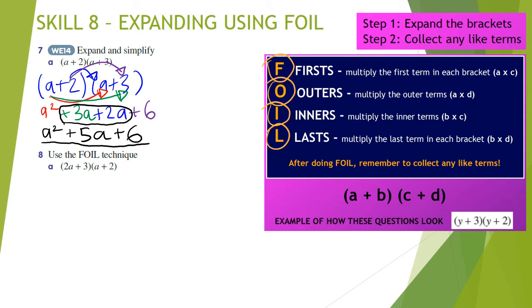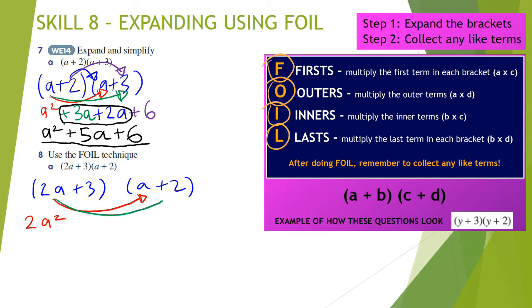4 steps. If we look at the next one, we've got 2a plus 3 and a plus 2. The first terms, 2a times a is 2a squared. The outer terms are 2a times 2 gives 4a. Then we've got the inners, 3 times a gives 3a. And then we've got the last, 3 times 2 gives 6.